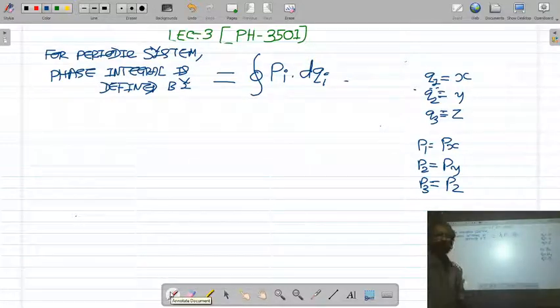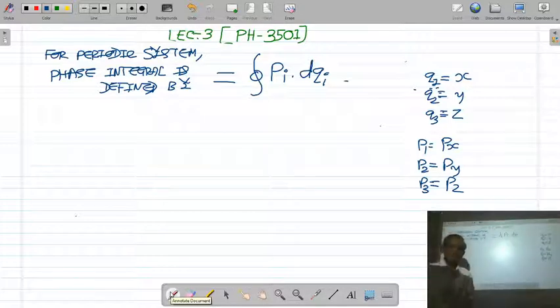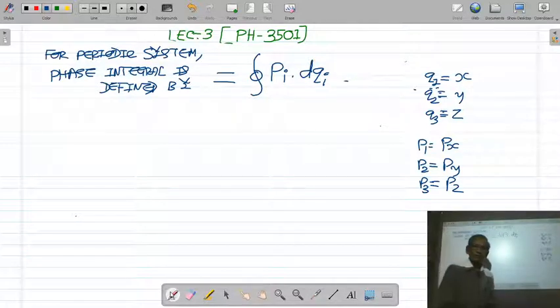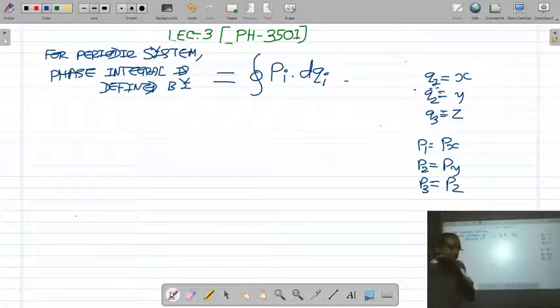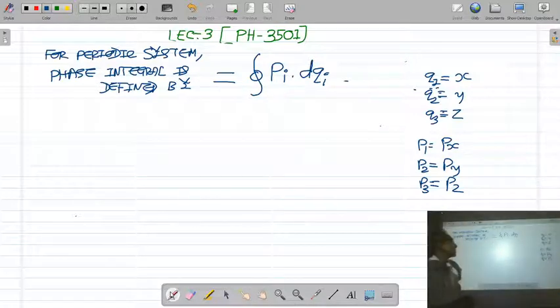As I told you, this integral pi dqi is called the phase integral, and for each coordinate we have to write a separate phase integral. For the x coordinate you have one integral, for the y coordinate you write the second phase integral, for the z coordinate the third phase integral, like that. So the phase integral is defined by the integral pi dqi, and we use this phase integral for periodic systems.